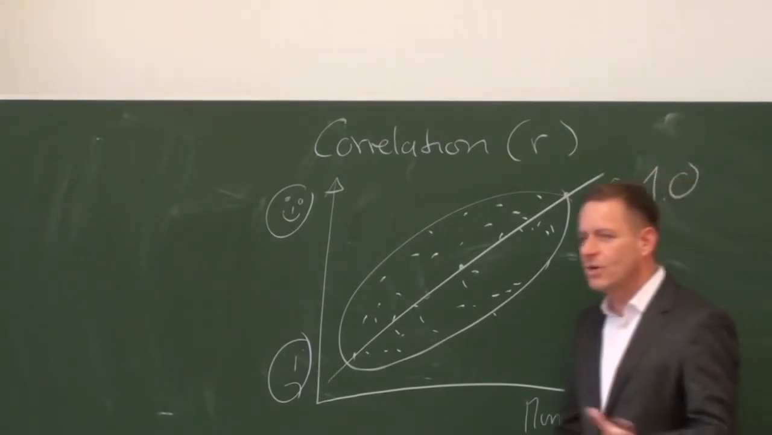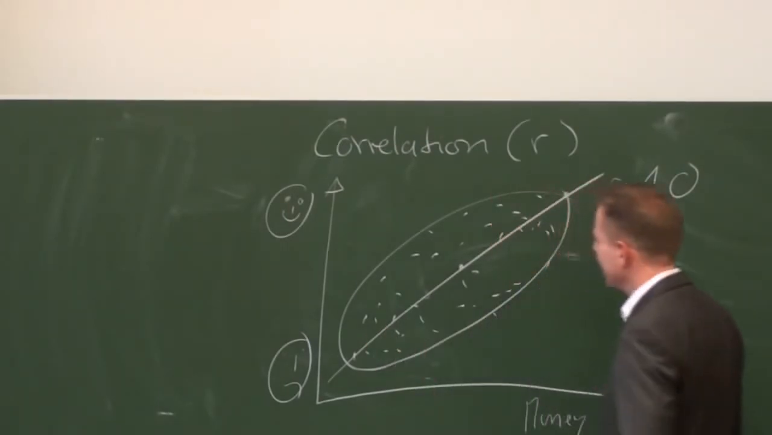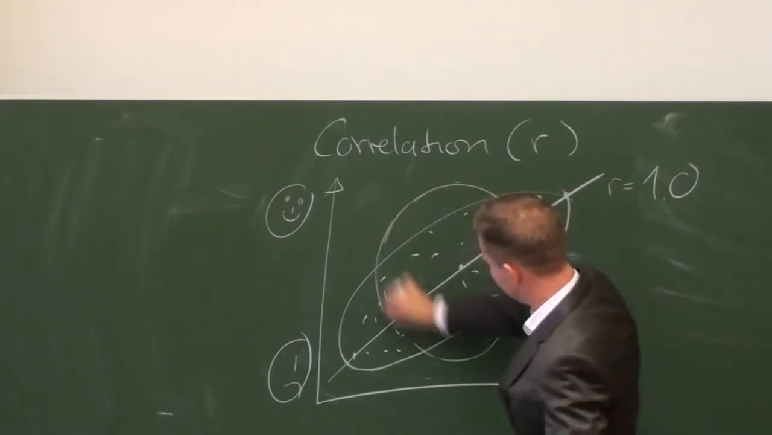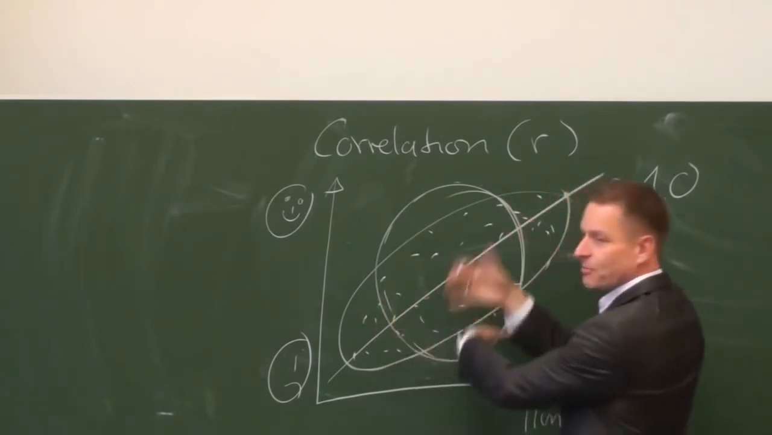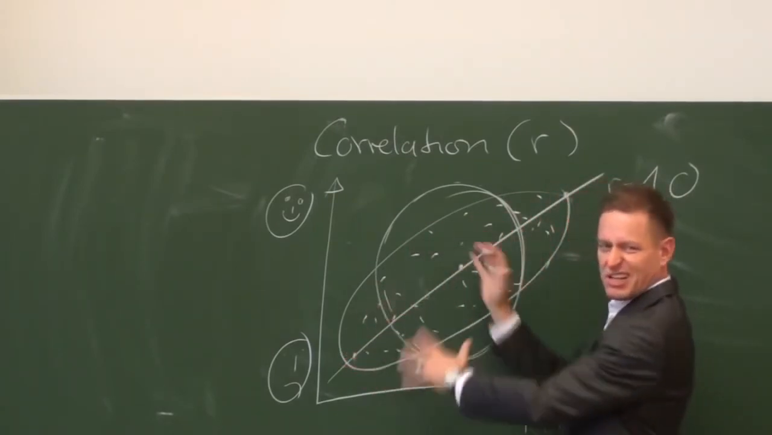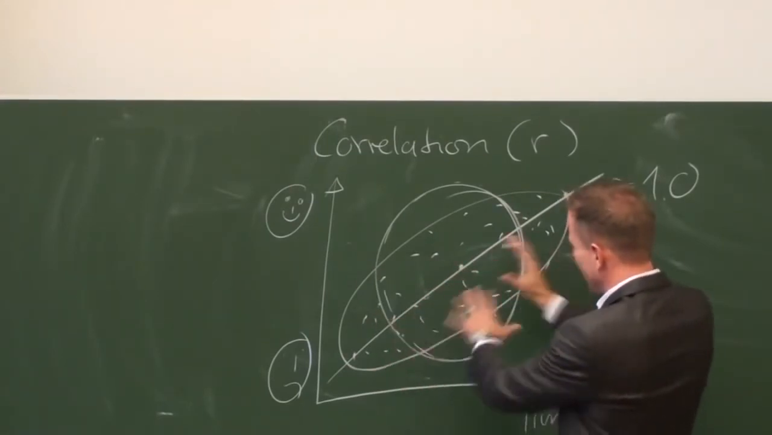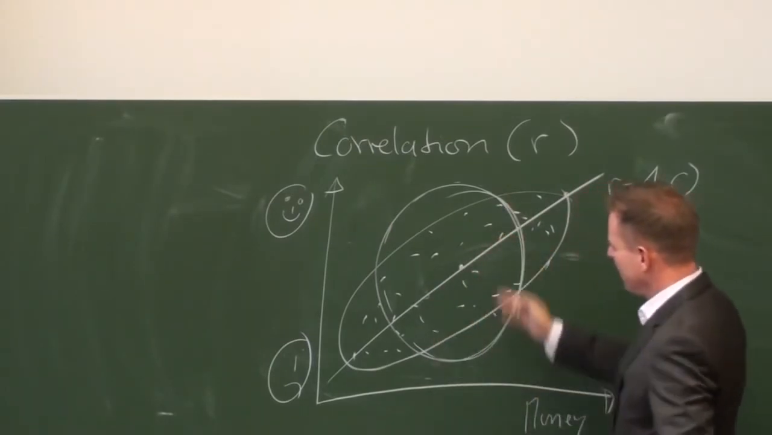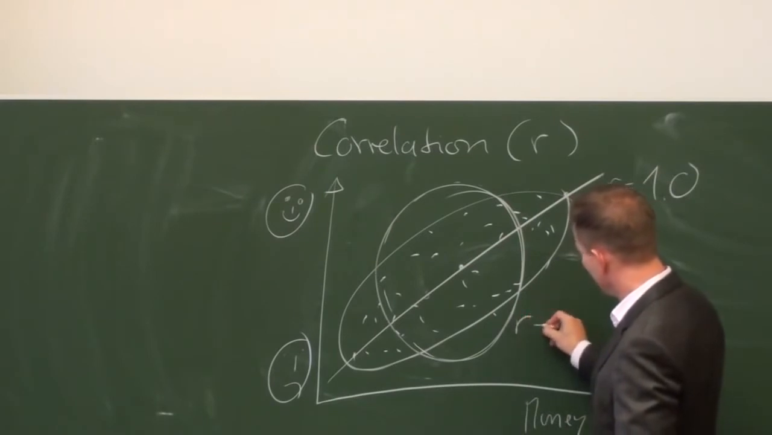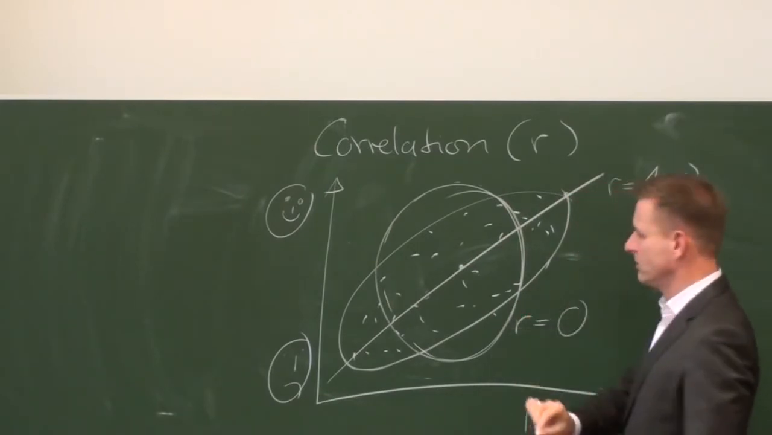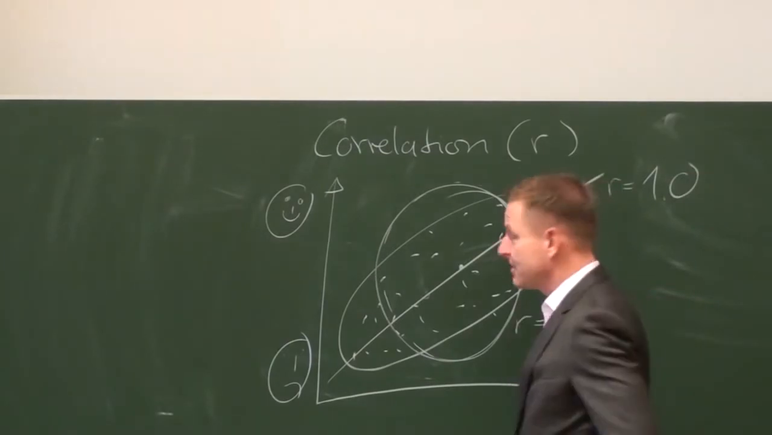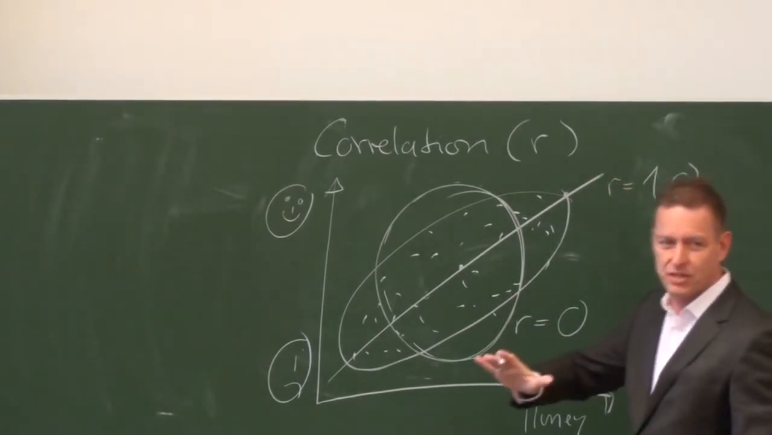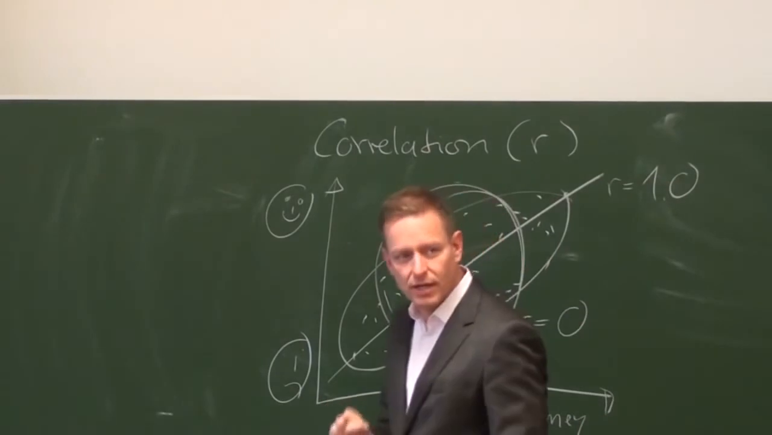If there would be no relation at all, how would this cloud look? Yes, the dots would be spread around the middle somehow. No direction, nothing, no relation at all. Just a randomized cloud of dots. If this would be the case, correlation would be, yes, zero. Okay? In practice, we hardly get a correlation of one. Whatever you measure, you hardly get a correlation of one.